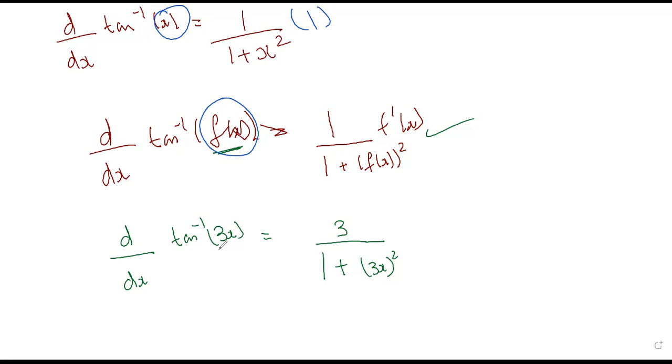Let's see this question. So we had tan inverse 3x. f of x in this case is 3x. So the solution would be 1 over 1 plus 3x squared, times the derivative of 3x. The derivative of 3x is 3. This is how the answer was: 3 divided by 1 plus 3x whole squared. Is it clear?